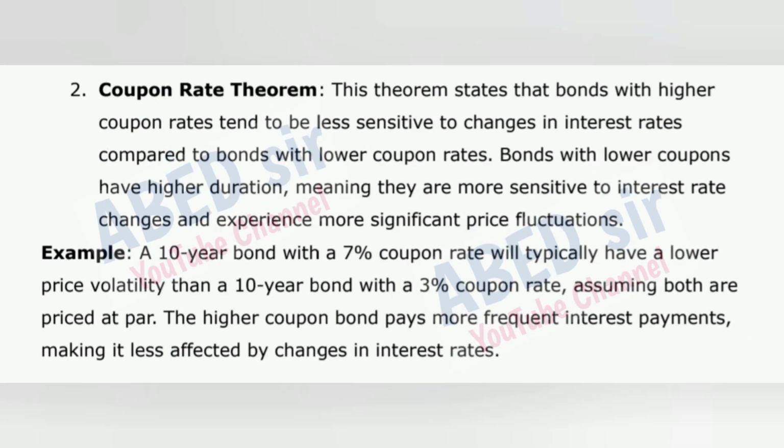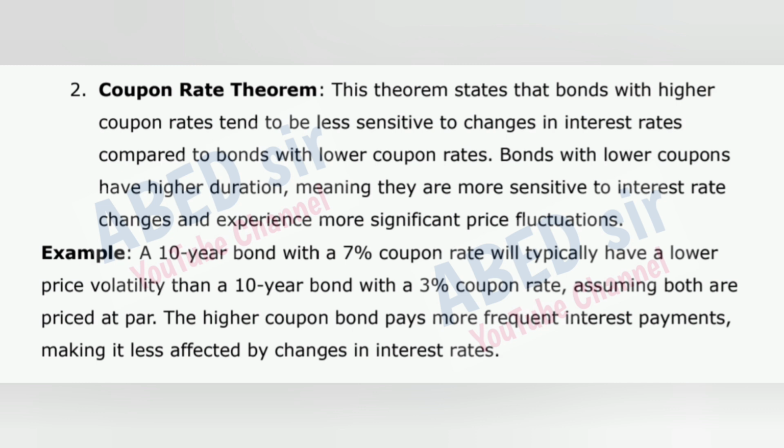2. Coupon rate theorem. This theorem states that bonds with higher coupon rates tend to be less sensitive to changes in interest rates compared to bonds with lower coupon rates. Bonds with lower coupons have higher duration, meaning they are more sensitive to interest rate changes and experience more significant price fluctuations.